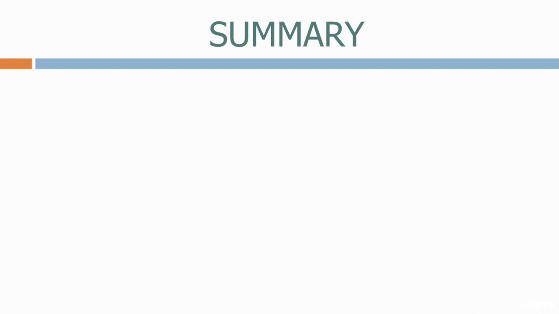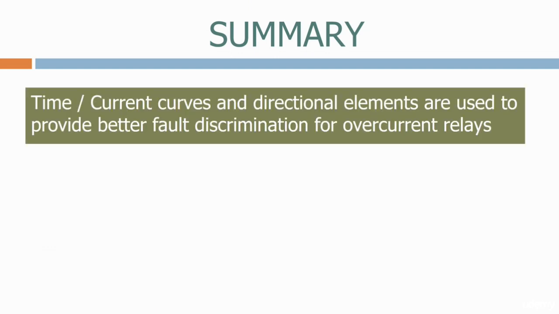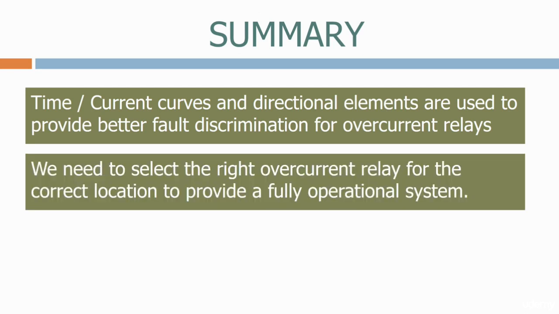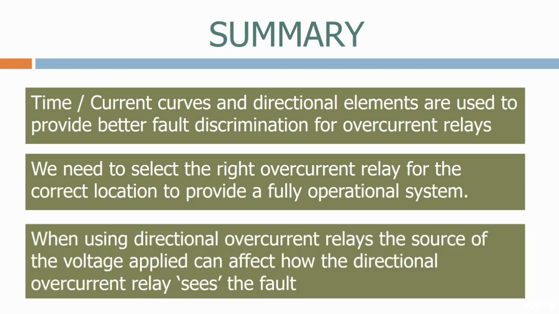Let's summarize what we've learned today. Time and current curves and directional elements are used to provide better fault discrimination for overcurrent relays. We need to select the right overcurrent relay for the correct location to provide a fully operational system. When using directional overcurrent relays, the source of the voltage applied can affect how the directional overcurrent relay sees the fault.